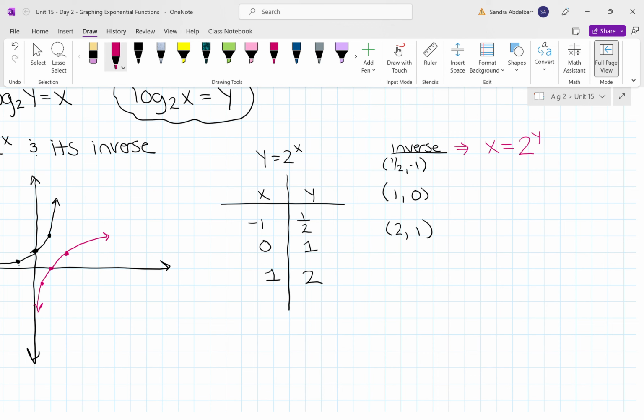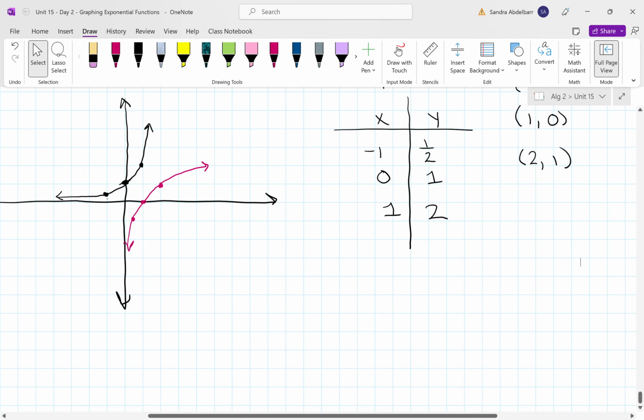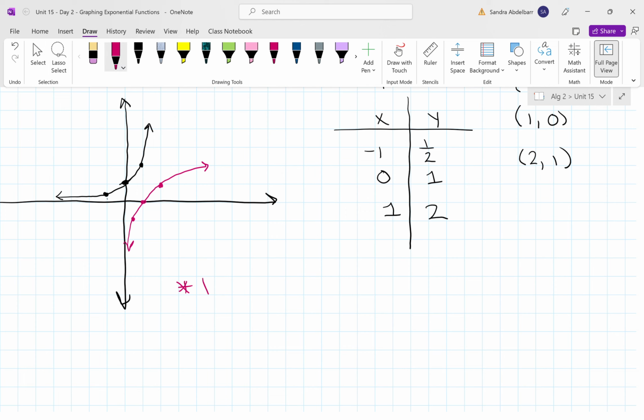Okay, go back here. What is this a reflection over? It's not the x-axis, it's not the y-axis. It is a reflection over the line y equals x. And that's not a coincidence, that's always. It's a reflection over the line y equals x.